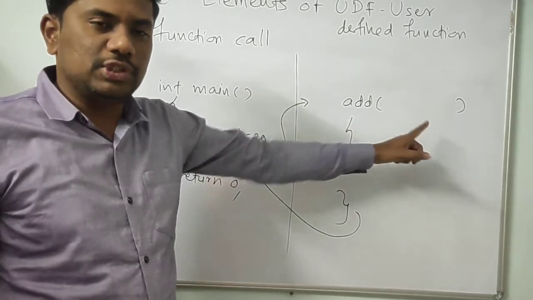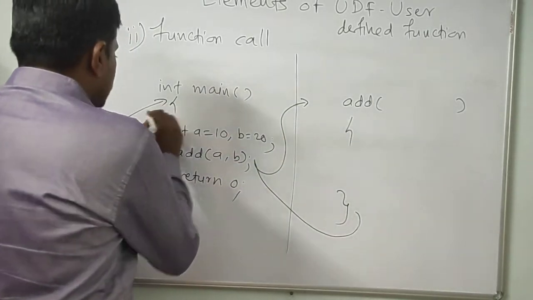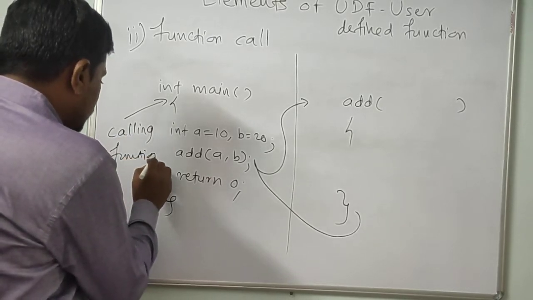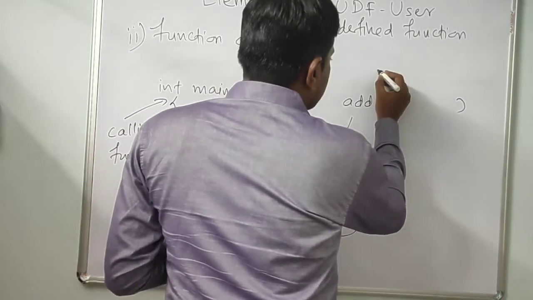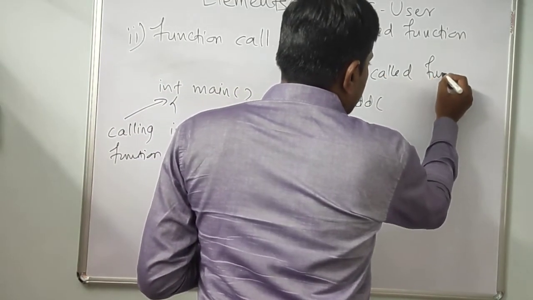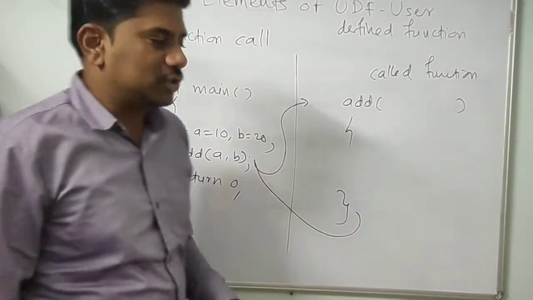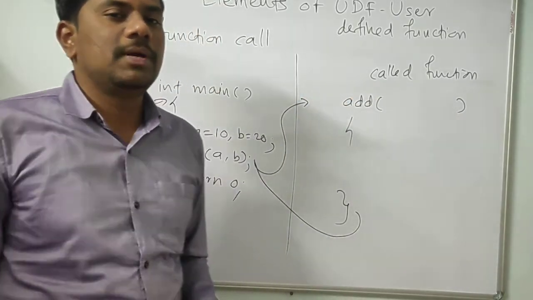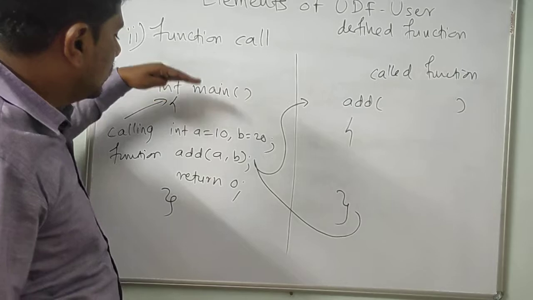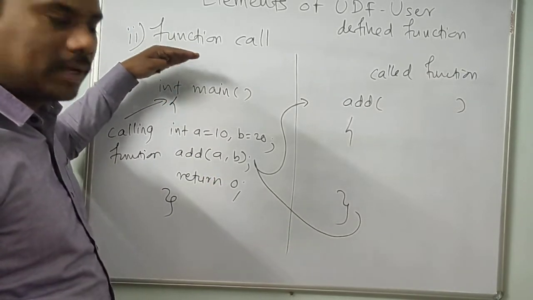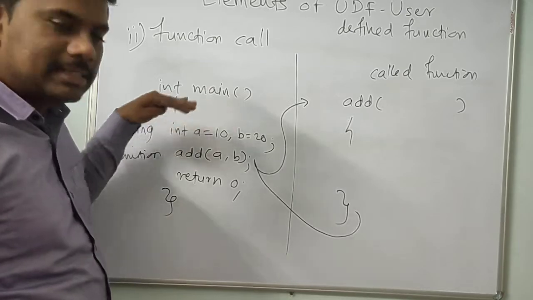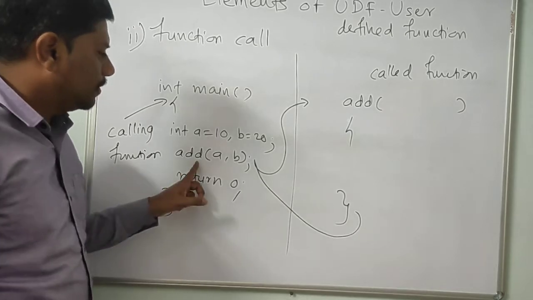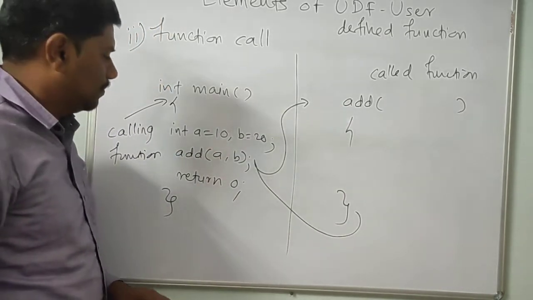So in this case, main is calling the add function. So main is called the calling function, and add is called the called function. Add is called by main. So remember this. And the declaration of this add function is present before main or inside main, no problem. But if you take it inside main, then that will be local. If you take it before main, that will be global. So this will be the function call, and this will be the function definition.